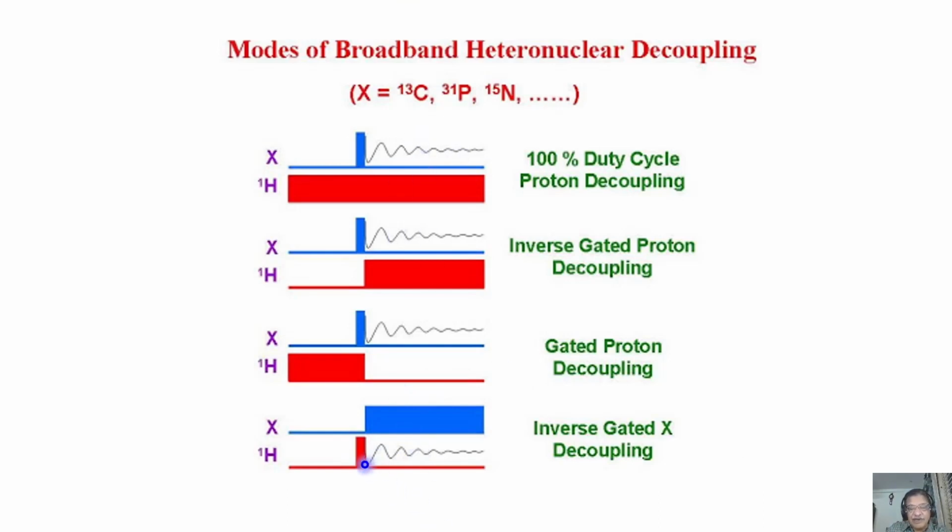In this case, the decoupler is on for a short pulse, and I'm collecting the signal on proton, where I'm decoupling the X nuclei. In all other cases, decoupling power is applied on proton. This is an inverse gated decoupling. I'll come to that later. We will explain each of these things now.